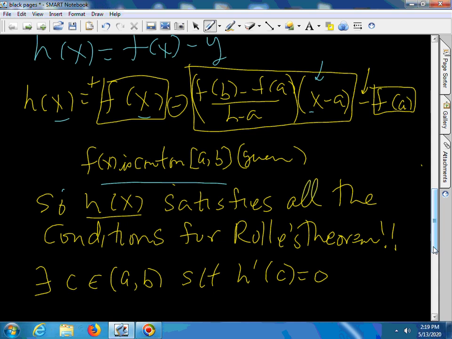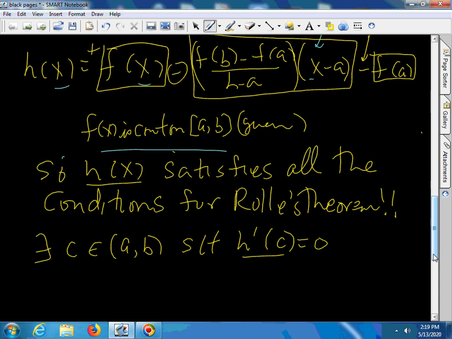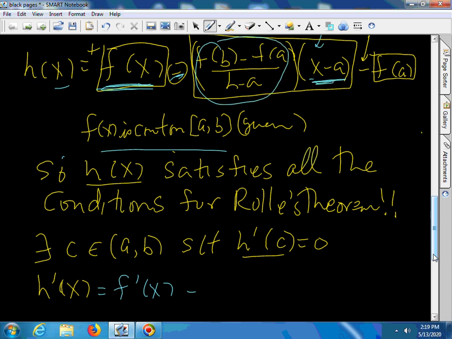Okay. So, before we can compute H prime of C, let's figure out what H prime of X is. H prime of X is, well, it's the derivative of F of X, which is F prime of X, minus the derivative of a constant times X minus A. So that derivative is going to be the constant times the derivative of X minus A, which is 1. And I won't bother multiplying that by 1. Minus the derivative of a constant, which is 0, and I won't bother writing this.